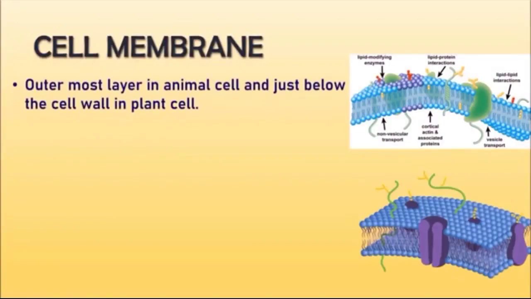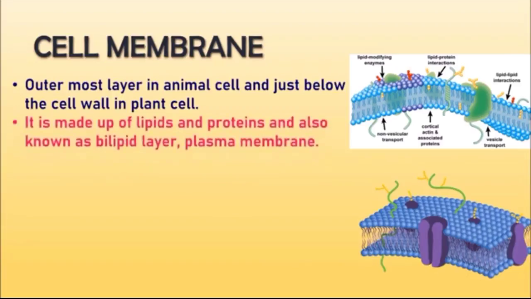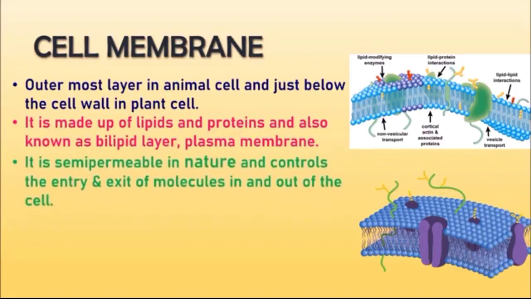Cell membrane is the outermost layer in animal cell, and it is just below the cell wall in plant cell, and it is made up of lipids and proteins. Hence, it is also called lipoprotein membrane. As it contains two layers of lipids, it is known as bilipid layer, and it is also known as plasma membrane. It is semi-permeable in nature. That means it controls the entry and exit of molecules in and out of the cell. Hence, it is also called semi-permeable membrane.